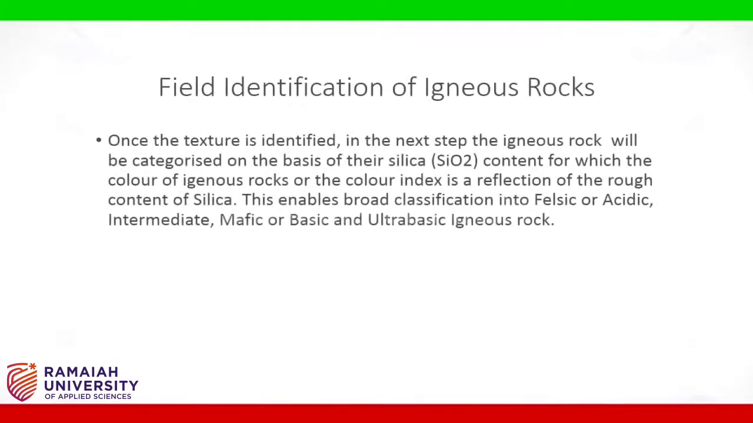Once the texture is identified, in the next step, the igneous rock will be categorized on the basis of its silica, SiO2, content, for which the color of igneous rocks, or the color index, is a reflection of the rough content of silica. This enables broad classification into felsic or acidic, intermediate, mafic or basic, and ultra-basic igneous rocks.